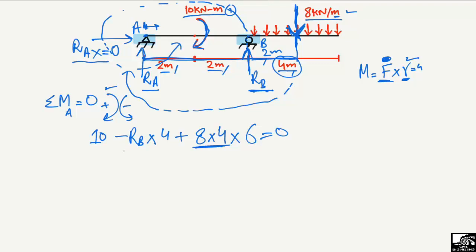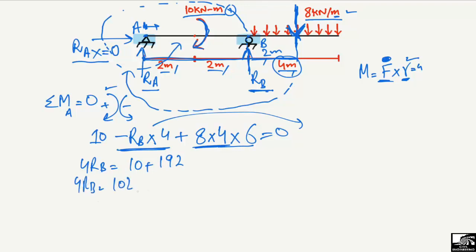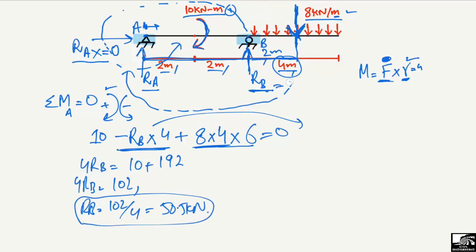So now if we shift this value 4RB, it is negative, so it will become positive if we shift this value to the right side. So 4RB equals 8 times 4 times 6, and if we multiply these three values, we get 192. So 4RB comes out to be 192, and if we simplify it further, we get RB equal to 192 divided by 4. So we get here 48 kilonewton. So 48 kilonewton is the value of RB here. So this is our first support reaction.